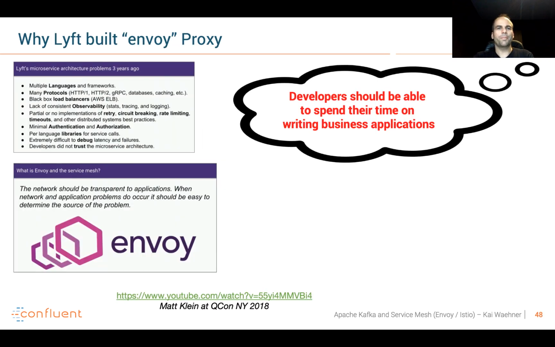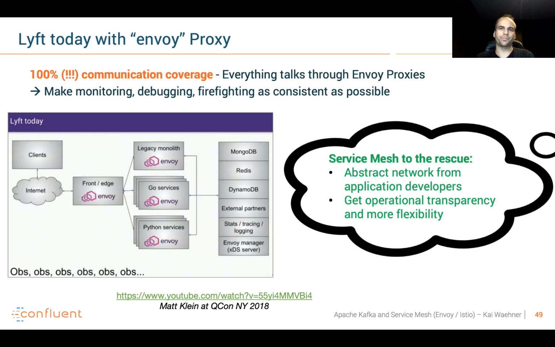So here's an example why Lyft has built Envoy and open sourced it afterwards. Their main reason was that developers should be able to spend their time on writing business applications. And therefore they have built exactly these features I mentioned, like supporting different languages with different protocols and creating this kind of observability and decoupling from the systems for different microservices. That's why they have built Envoy and open sourced it. So there's great material on the web, for example, by Matt Klein on YouTube, and you will find slides and articles by him about that.